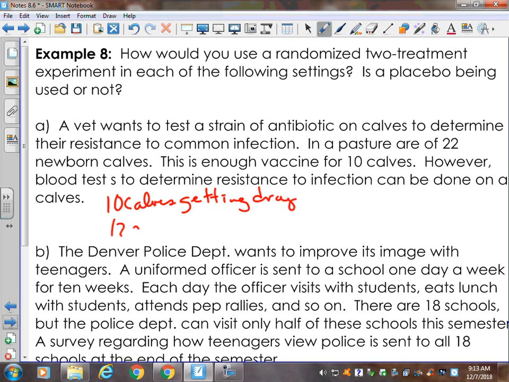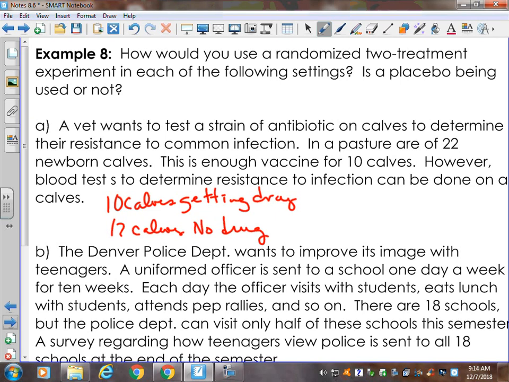And I have 12 calves. Now, it would have been nice if that had been even, but I have 12 calves with no drug. They didn't even get a placebo. Well, not like they need one. I mean, cows don't know that they're not getting anything, and they don't get better just because they thought they got something. So there's our random 2 treatment.